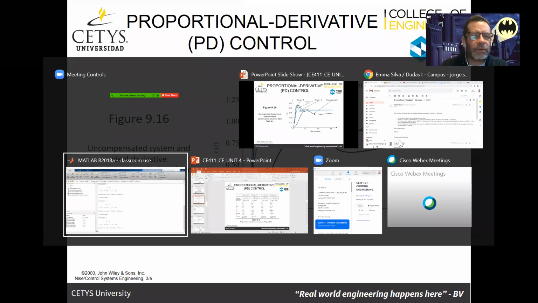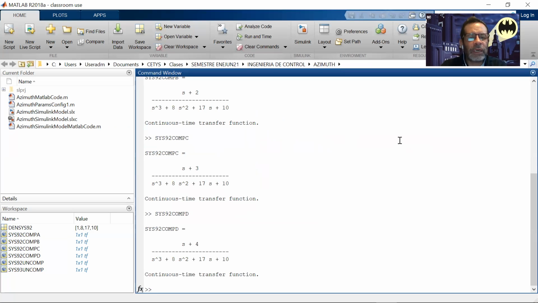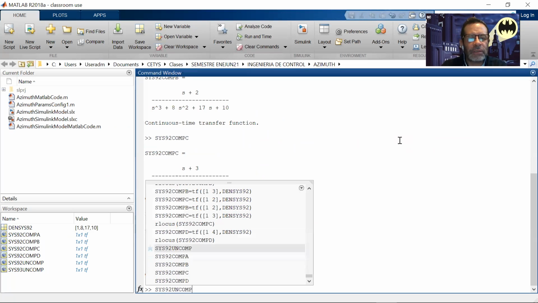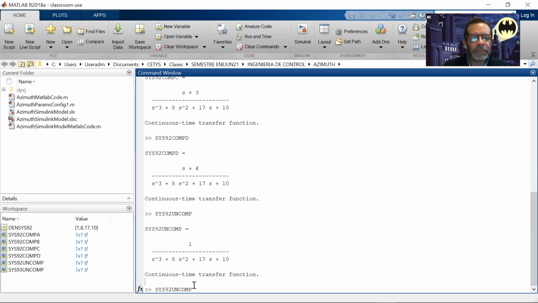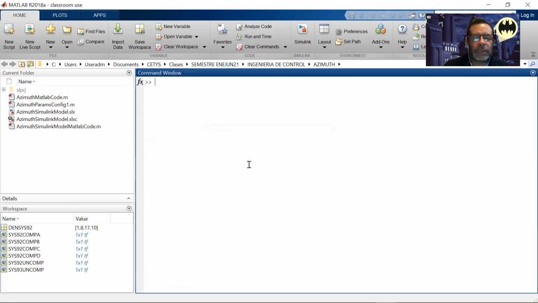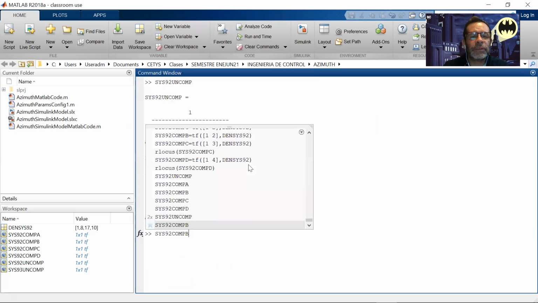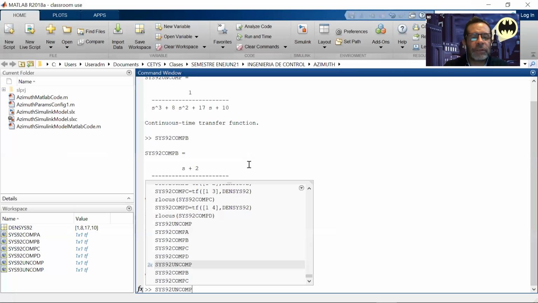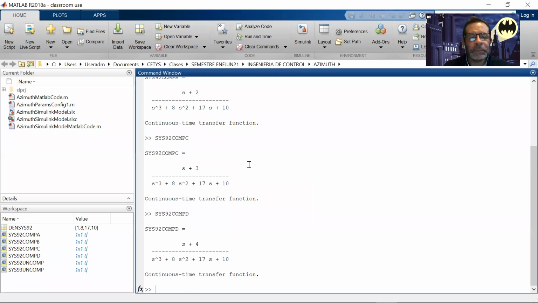I'm just going to do these here in Matlab so we've got them. We've got each of the systems. I'm going to do a clear screen, not a clear all, to clear the command window. So we've got the uncompensated system, compensation B, compensation C, and compensation D. The only thing I'm going to do here is a step.